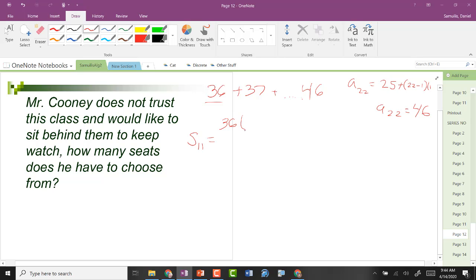Multiply that by the first term, and, oh, you know what? Messed that up. Hold on. Flip that around. That is the number of terms. So I'm trying to find the sum of 11 rows where I know the first term. There we go. Where the first term is 36, and I know that the last term, A sub 22, is 46. And then I would divide that by 2. So calculate all that. That means that Mr. Cooney would have 451 seats to choose from.